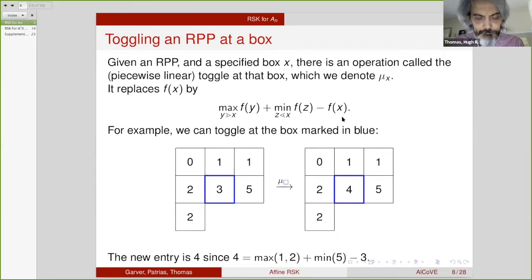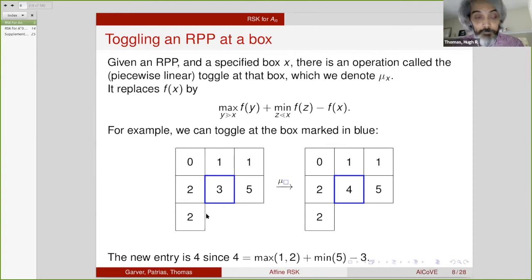Toggles commute if they are in non-adjacent boxes. So in particular, it's possible to toggle everybody on a diagonal, and you can think of toggling everybody on a diagonal at once if you want, because then you don't have to worry about the order. If you're on the same diagonal, they're not adjacent, so the order isn't important.